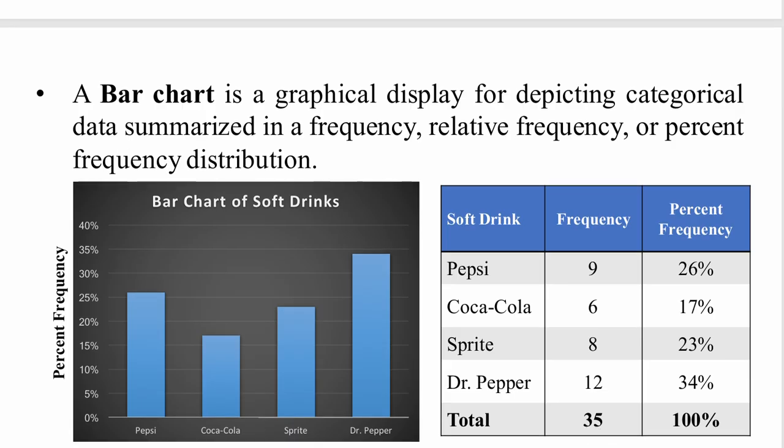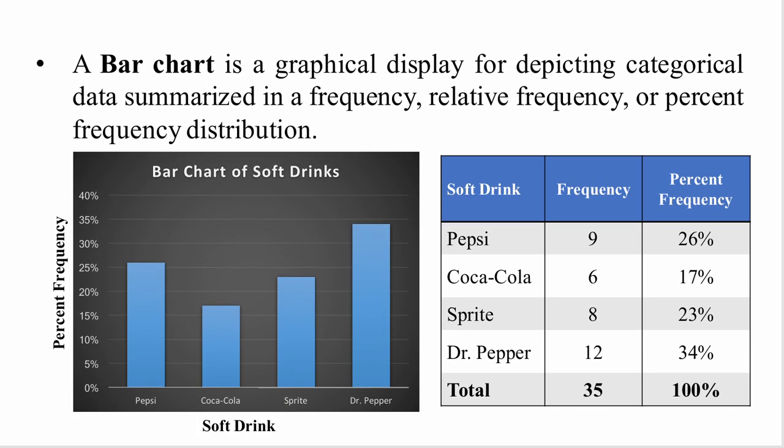Now, once we're able to create our percent frequencies, we can just go ahead and visualize this using a bar graph. And so then the big question is, what is a bar graph? A bar graph basically is a graphical display depicting or showing the categorical data summarized in either their frequencies, relative frequencies, or their percent frequencies.